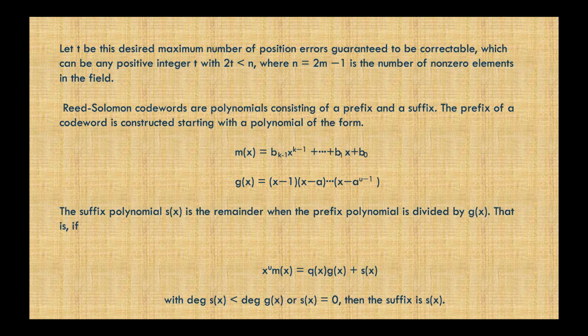Reed-Solomon codewords are polynomials consisting of a prefix and a suffix. The prefix of a codeword is constructed starting with a polynomial of the form, where the prefix polynomial is m(x) and the generating polynomial is g(x). The suffix polynomial s(x) is the remainder when the prefix polynomial is divided by g(x). That is, if x^u times m(x) is equal to q(x) times g(x) plus s(x), with degree of s(x) less than the degree of g(x), or s(x) equal to 0, then the suffix is s(x).